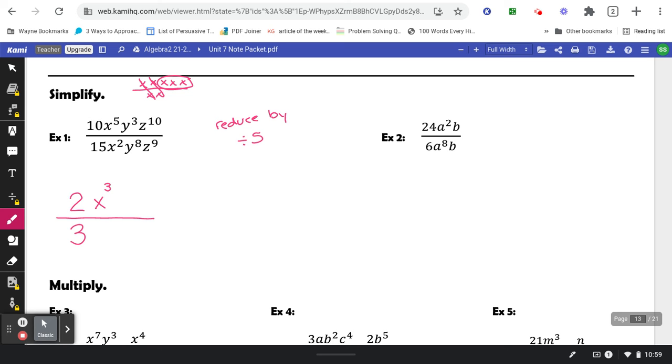All right, let's look at the y's. Y to the 8th compared to y to the 3rd. There are more y's in the denominator. How many more? 8 minus 3 is 5. Z's, z to the 10th compared to z to the 9th. More z's at the top. How many more? 1. You could put a 1 right here, or you could leave it off. 1 exponents are not needed. And there's our simplified answer.